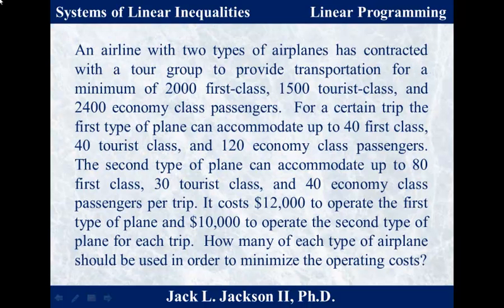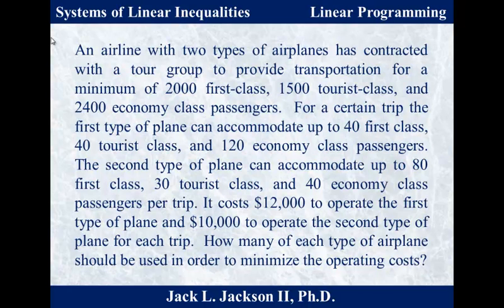Okay, how about one more example here? An airline with two types of airplanes has contracted with a tour group to provide transportation for a minimum of 2,000 first-class passengers, 1,500 tourist class, and 2,400 economy class passengers. For a certain trip, the first type of plane can accommodate up to 40 first class, 40 tourist class, and 120 economy class passengers. And they have another type of plane that can accommodate 80 first class, 30 tourist, and 40 economy class.